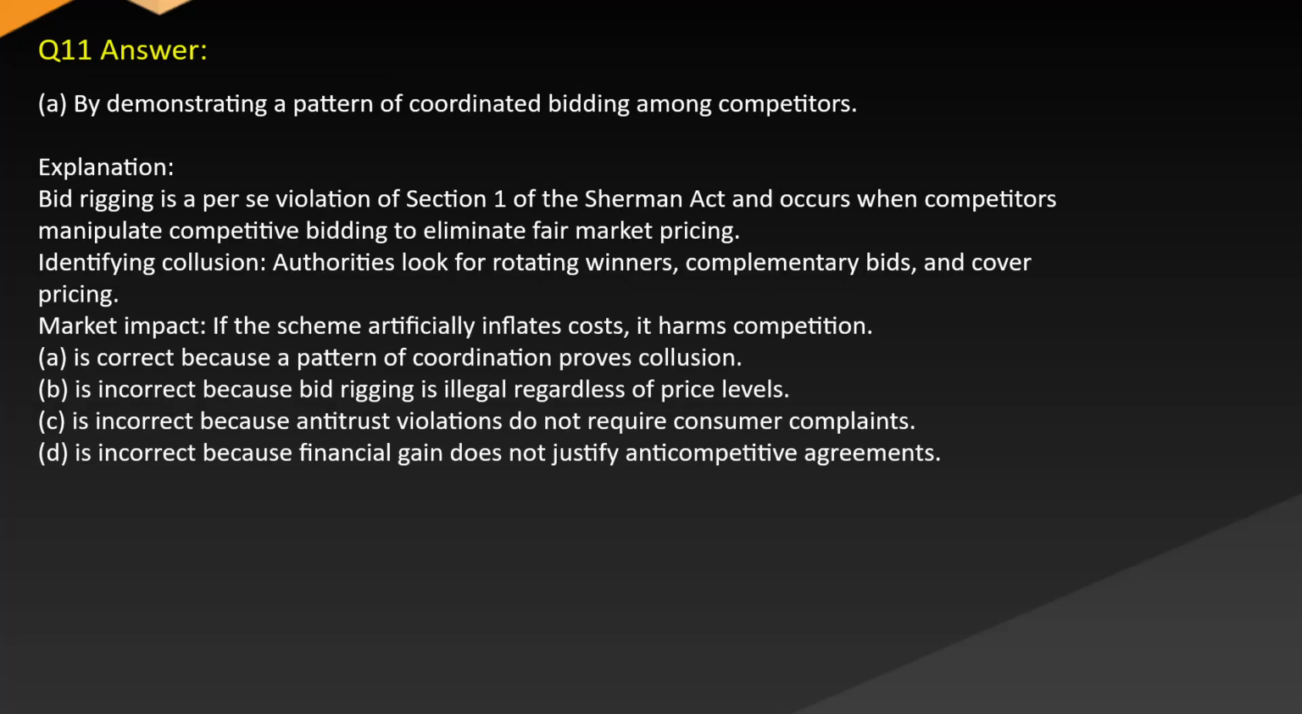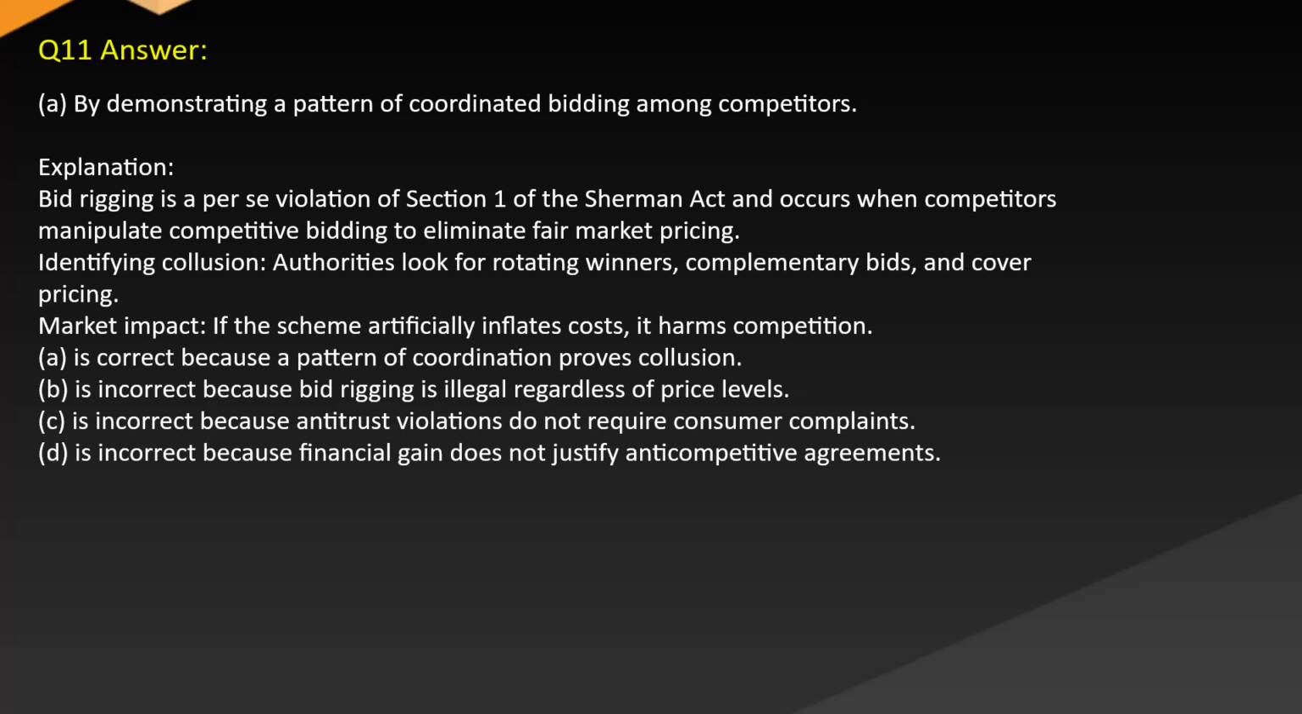Answer: A. By demonstrating a pattern of coordinated bidding among competitors. Explanation: bid rigging is a per se violation of Section 1 of the Sherman Act and occurs when competitors manipulate competitive bidding to eliminate fair market pricing. Identifying collusion, authorities look for rotating winners, complementary bids, and cover pricing. Market impact: if the scheme artificially inflates costs, it harms competition.